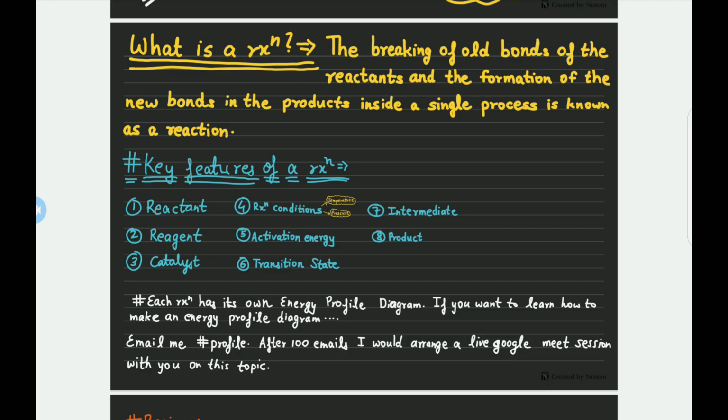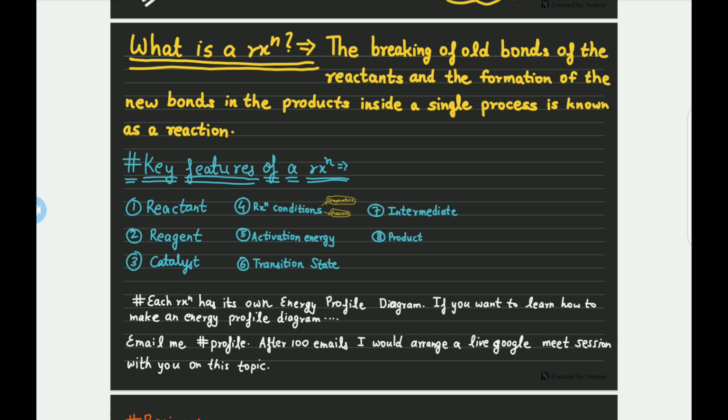Now we have to study 8 key features of a reaction. First is the reactant, second is the reagent, third catalyst, fourth reaction conditions, in which mainly we study temperature and pressure, fifth is activation energy, sixth is transition state, seventh is intermediate, and eighth is product.